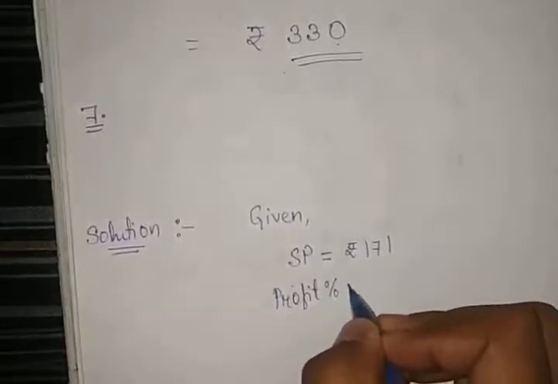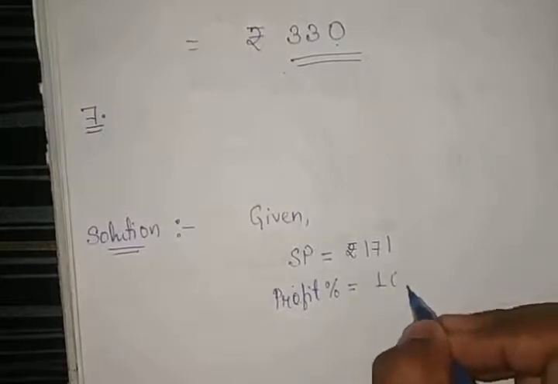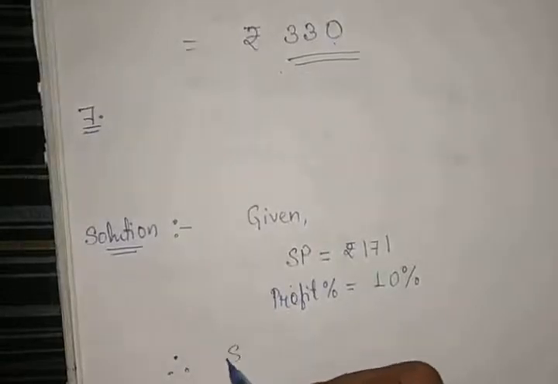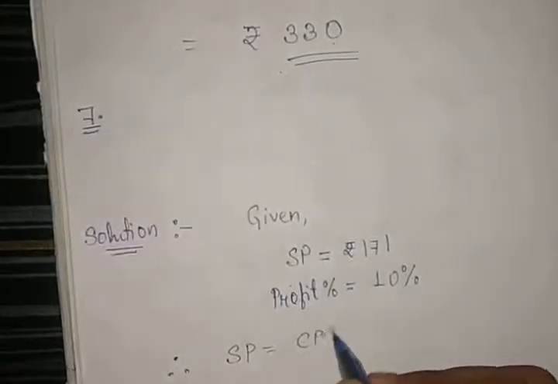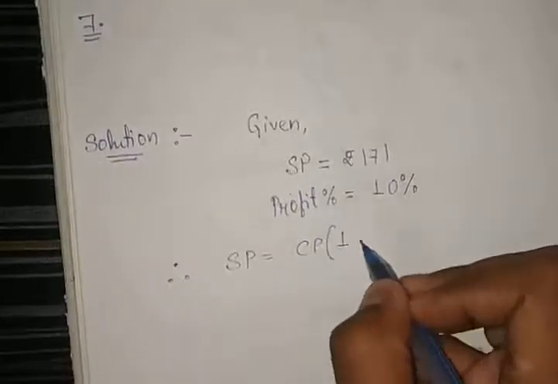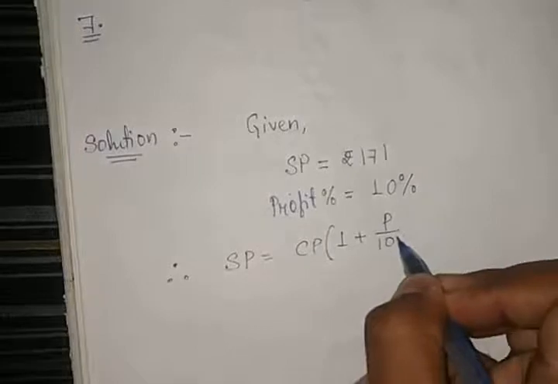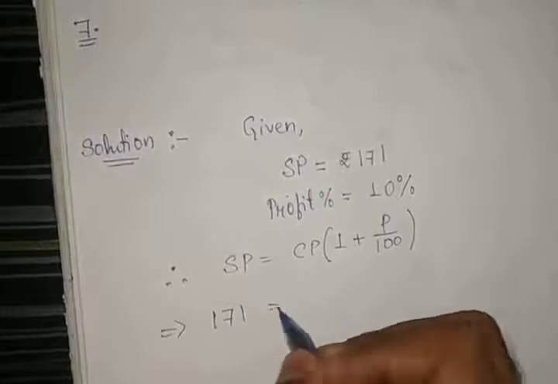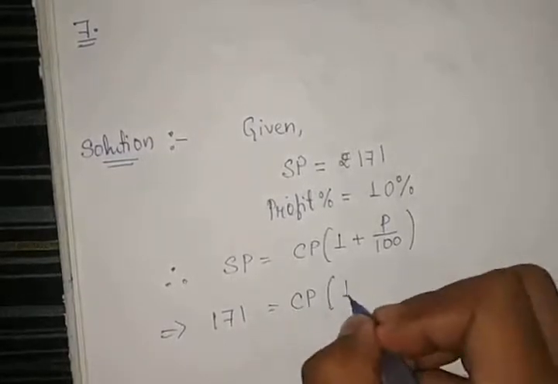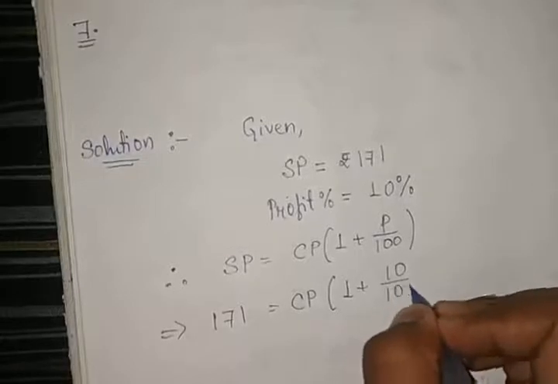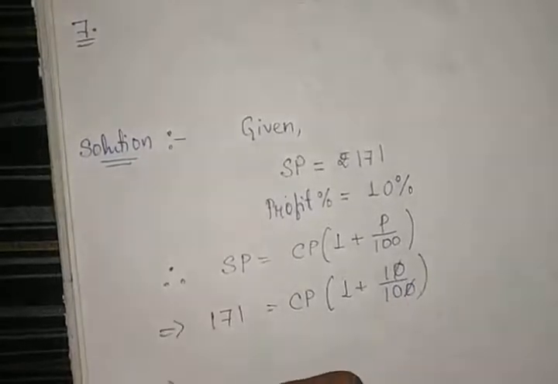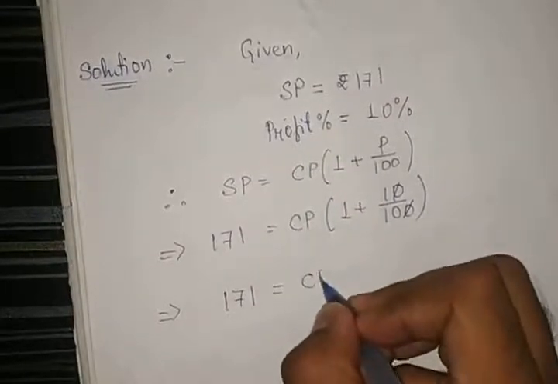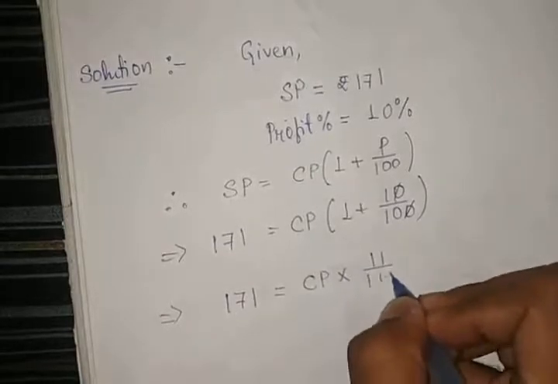The profit percent is given first, 10%. Then for profit percent, selling price we know. So selling price is equal to cost price into 1 plus P by 100. The selling price is given to us, 171. Cost price we have to determine here first. 1 plus 10 by 100. So this will be 171 is equal to cost price into 11 by 10.